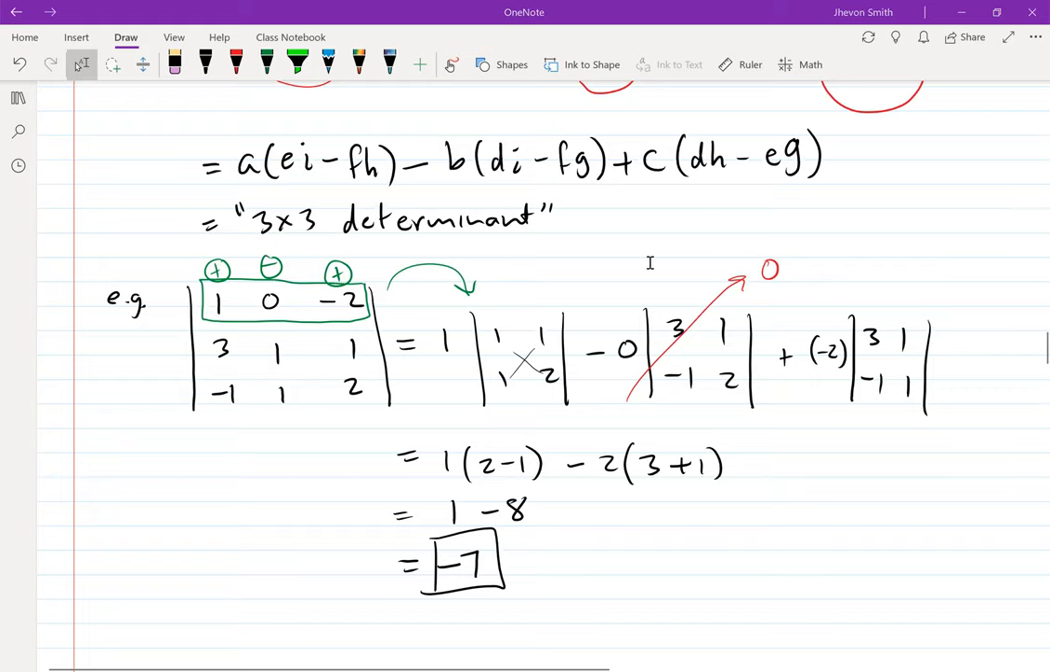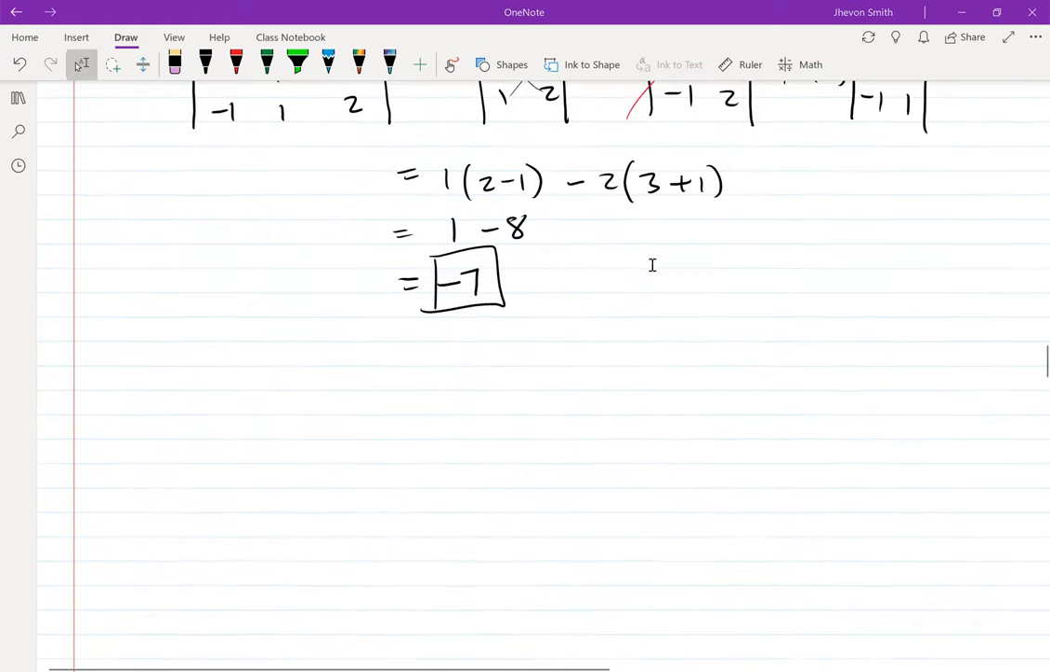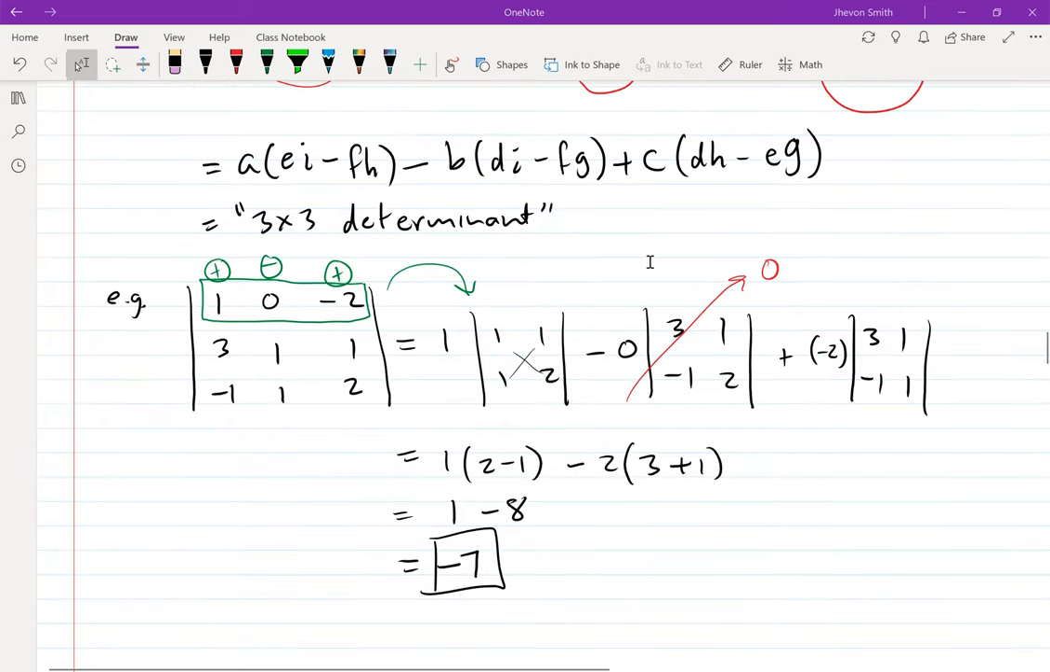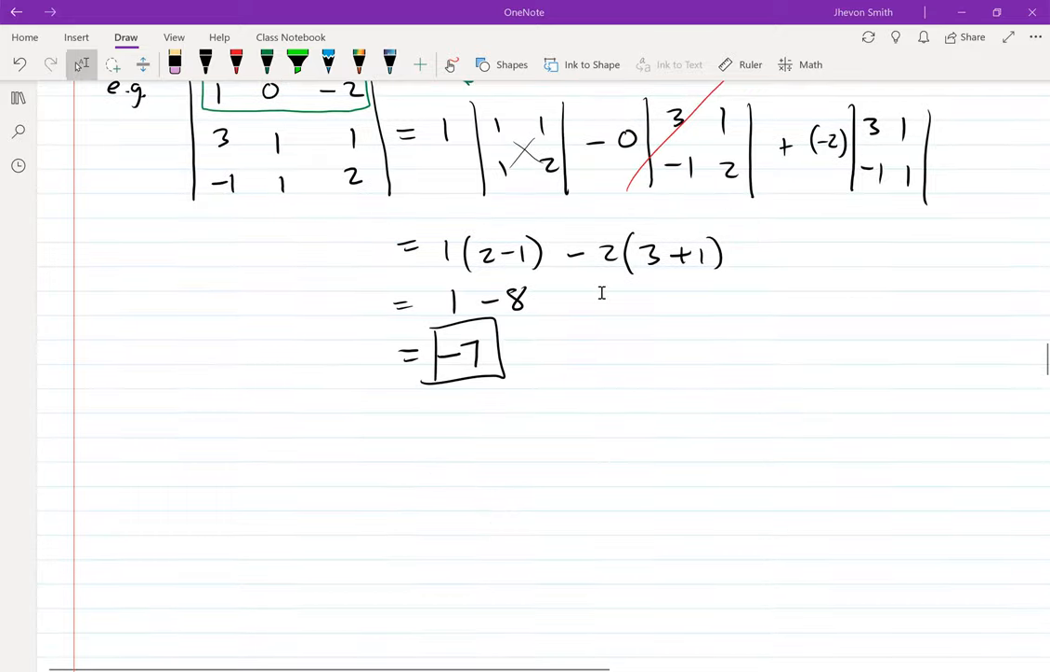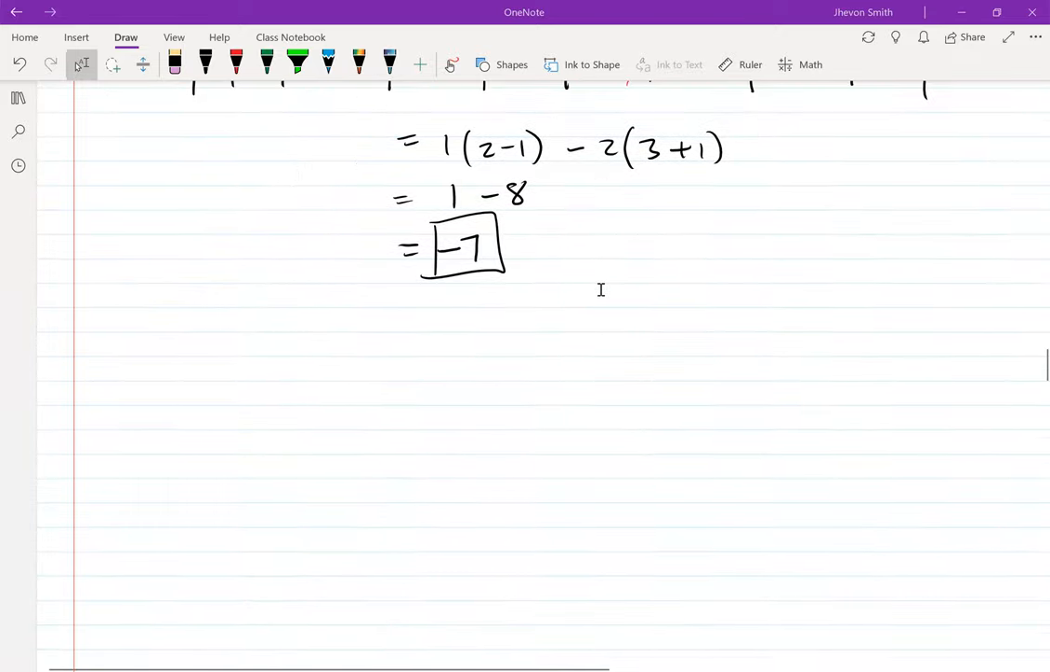Okay, so that is a 3x3 determinant. Now, I'm not going to do any more examples because we're going to get tons of examples of this kind of thing by doing a bunch of cross products moving forward. So with this, I can finally tell you about the mnemonic.